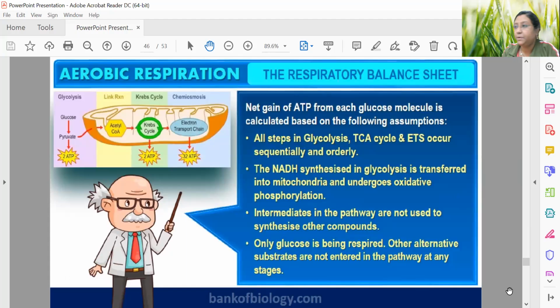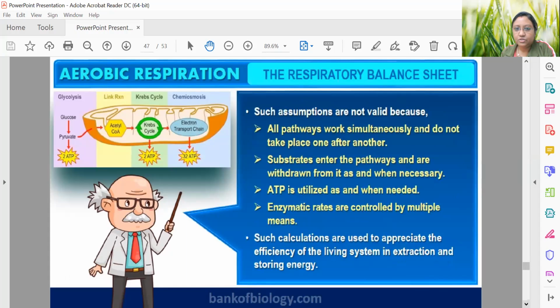I want you people to make a balance sheet of respiration. As I said, at the end, you should have a clear idea of how many ATPs are produced in TCA cycle, glycolysis and others. Okay, so these pathways are working simultaneously.